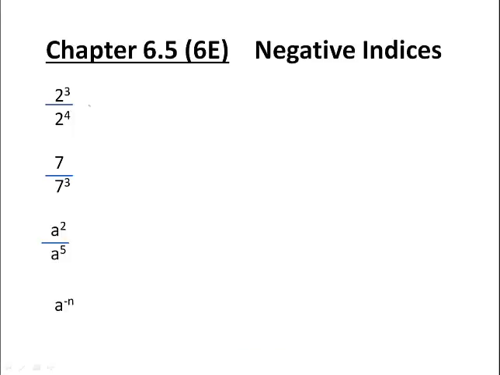So far, all the indices we've looked at have been positive. Consider the following fraction problems. Let's see how they can be simplified. If we look at 2 cubed divided by 2 to the power 4 in expanded form, we would get this. If we simplify this by cancelling, we can see that we end up with 1 in the numerator and 2 in the denominator, or a half.